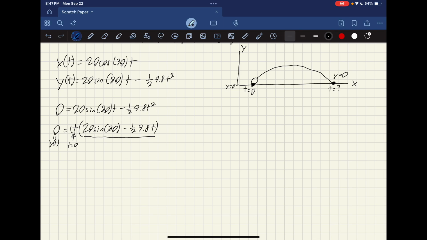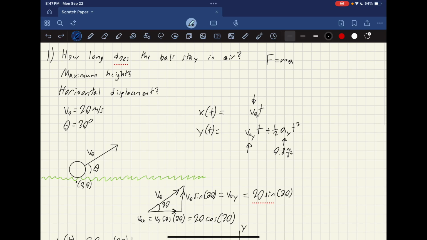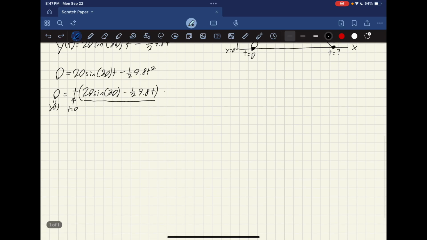We already know that this one here is 0 when t equals 0. So if we solve this inside portion and we set that equal to 0, it'll give us how long the ball stays in the air. So let's go ahead and do that now. We have 20 sine of 30 minus 1/2 9.8 t equals 0.